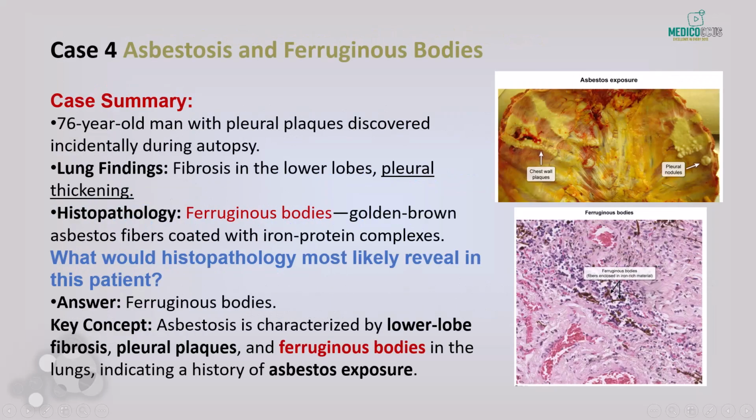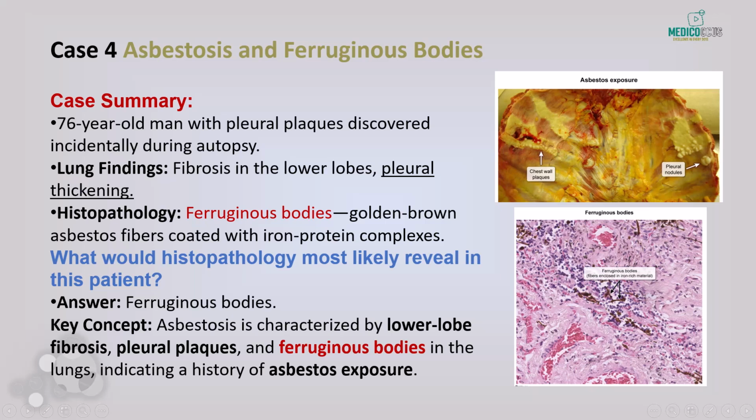Okay, guys, next case: a 76-year-old man undergoes an emergency laparotomy after a motor vehicle collision. Unfortunately, despite aggressive resuscitation efforts during surgery, the patient experiences cardiac arrest and dies. An autopsy reveals thickening inside the chest wall, specifically pleural plaques, focal areas of calcification that are highly characteristic of asbestos exposure. Further examination of the lungs shows fibrosis in the lower lobes, which is also consistent with asbestosis, a chronic condition caused by inhaling asbestos fibers.